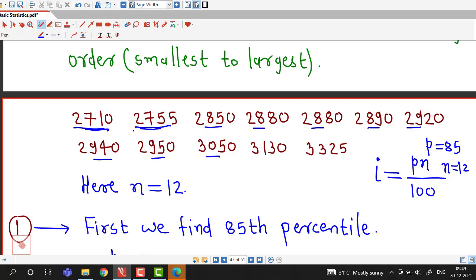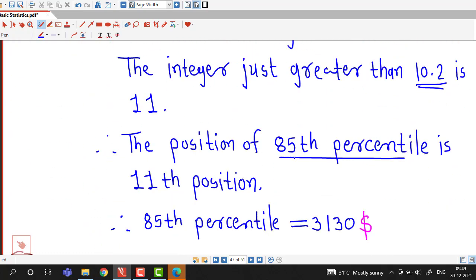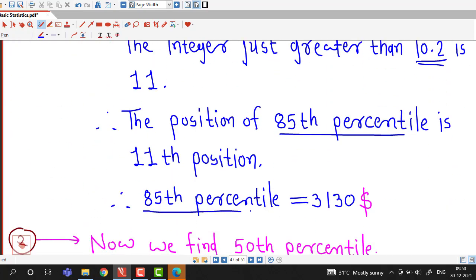Just a minute, I have to check again. Okay, we check again: 1, 2, 3, 4, 5, 6, 7, 8, 9, 10 and 11. So the observation at position number 11 is 3130, or we can directly find it from this. This is the observation at the 12th position, and this is the observation at the 11th position. So that is our 85th percentile. The 85th percentile is the observation at the 11th position, and we find that it is 3130.